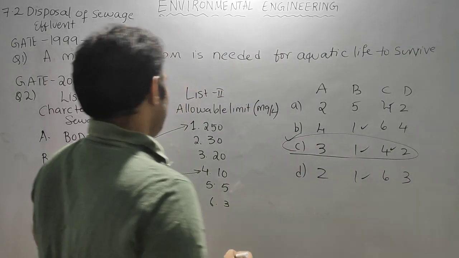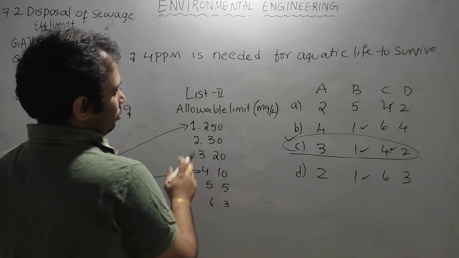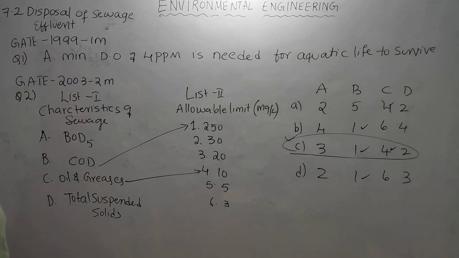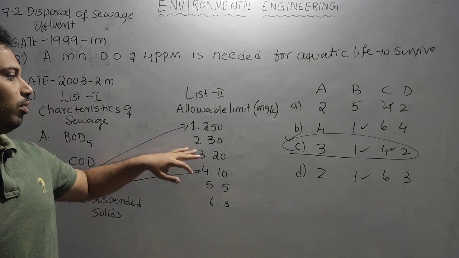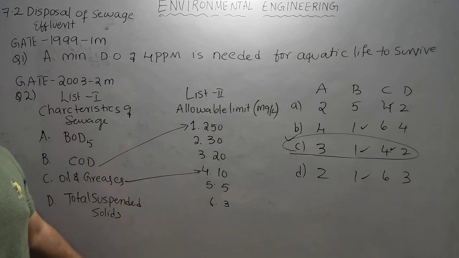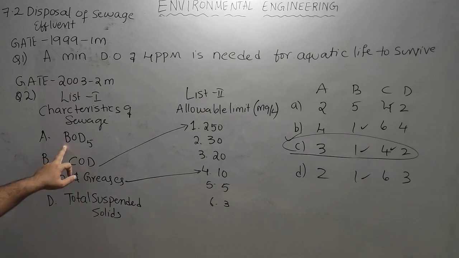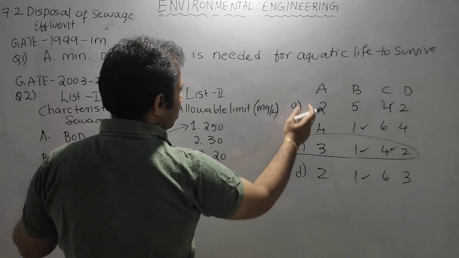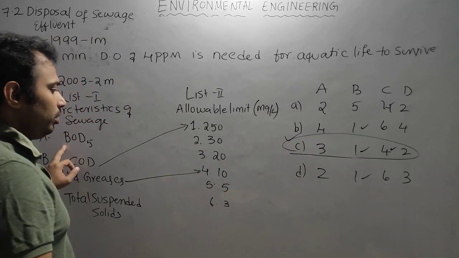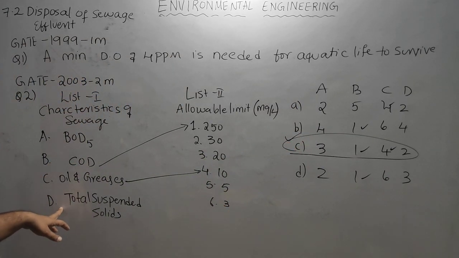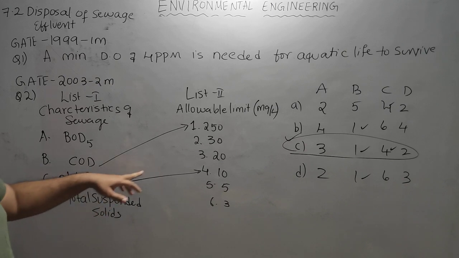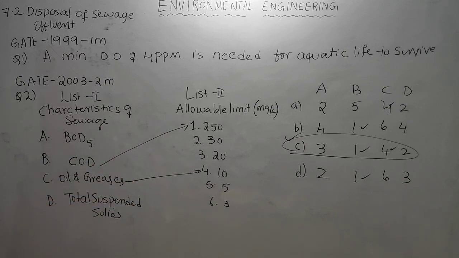For A, they have given it as 20, so they are treating it as domestic waste. So this is for domestic BOD, this is for industrial BOD. So both are answers. But for A, 2 and 3 are both there. We don't know which one to choose. So for total suspended solids, what they have given is 2. Actually this is not 30, this is 100. I think there is some error in it. Okay, so 3142 is the answer. That is question number 2.